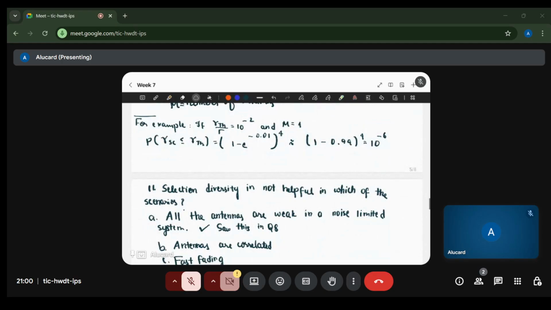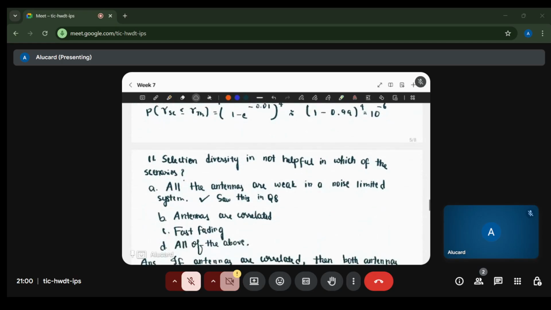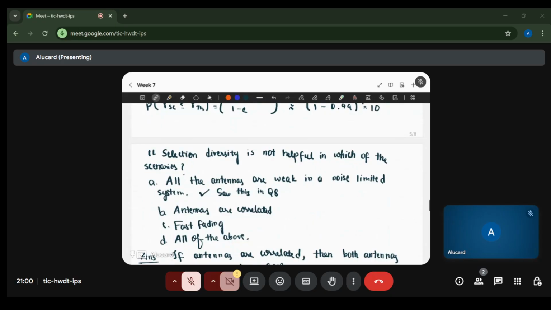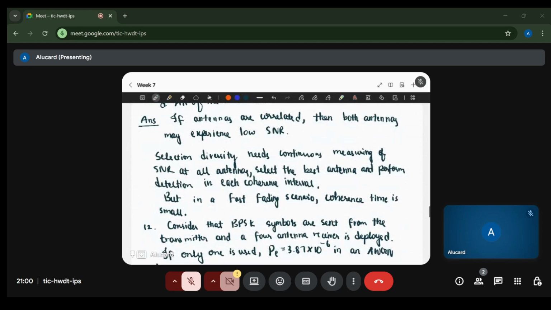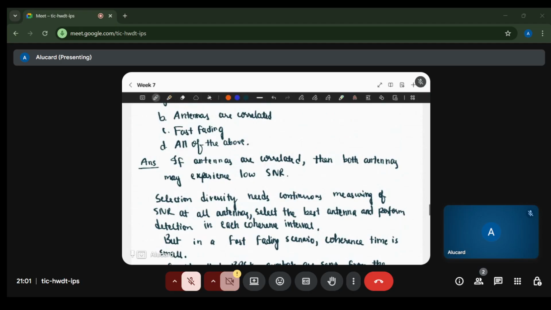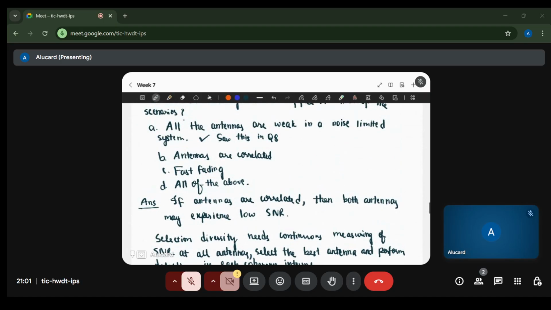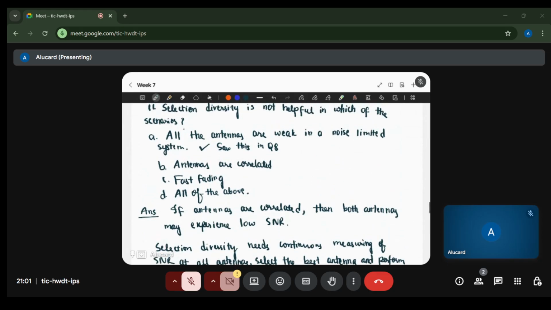Selection diversity is not helpful in which of the following scenarios? All the antennas are weak in a noise limited system. We saw this is true in question 8. Antennas are correlated, fast fading, and all of the above. If antennas are correlated, then there is a high probability that both will experience high SNR or low SNR. So there is a chance that both the SNRs are below the threshold. That is, the scenario given in A can occur if both antennas are correlated.